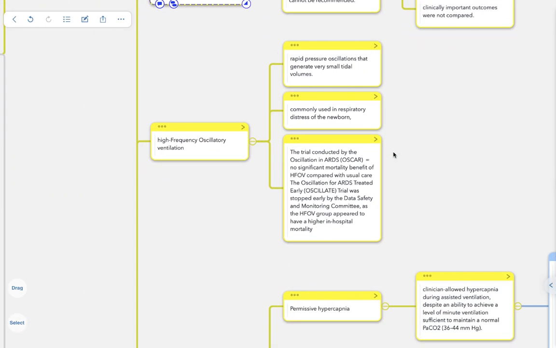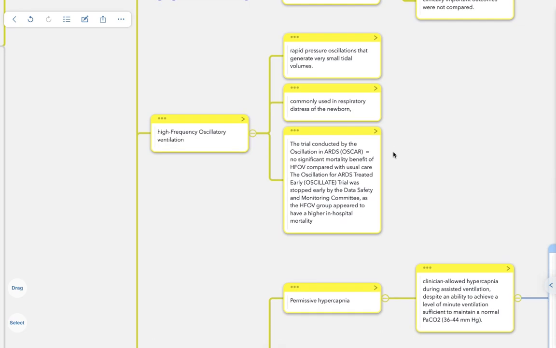Then coming to high frequency oscillatory ventilation, or HFOV. In this, there is a rapid pressure oscillation that generates very small tidal volumes.